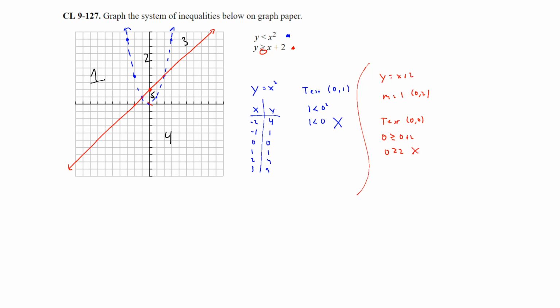So with the red line, we said that the test point (0, 0) was not true. So we were looking at things in this direction. With the parabola, the point (0, 1) was not true. So we were looking at anything in this direction below.